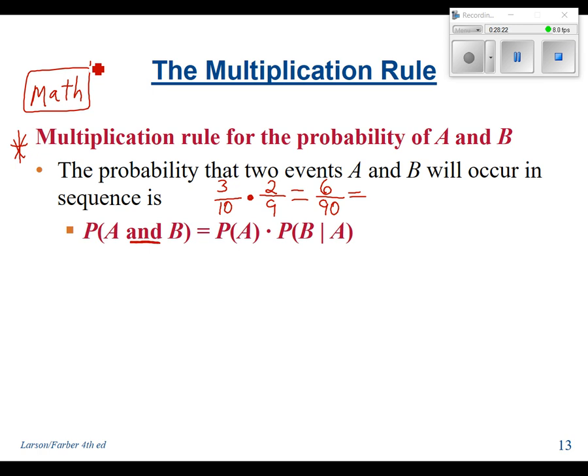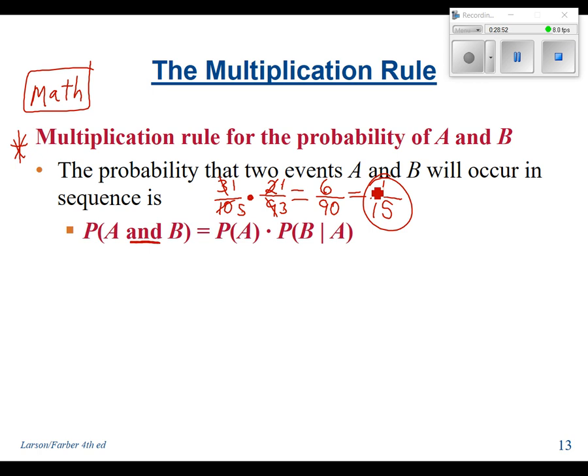So, like if I'm looking here, remember you have to cross reduce. What'll go into both 3 and 9? 3. 3 will go into 3 once, 3 will go into 9, 3 times. What'll go into both 2 and 10? 2 will go into 2 once, 2 will go into 10, 5 times, and we multiply 1 times 1, 1, and 5 times 3. So what's the probability that I draw out Gwen's name and then Thelma's name?